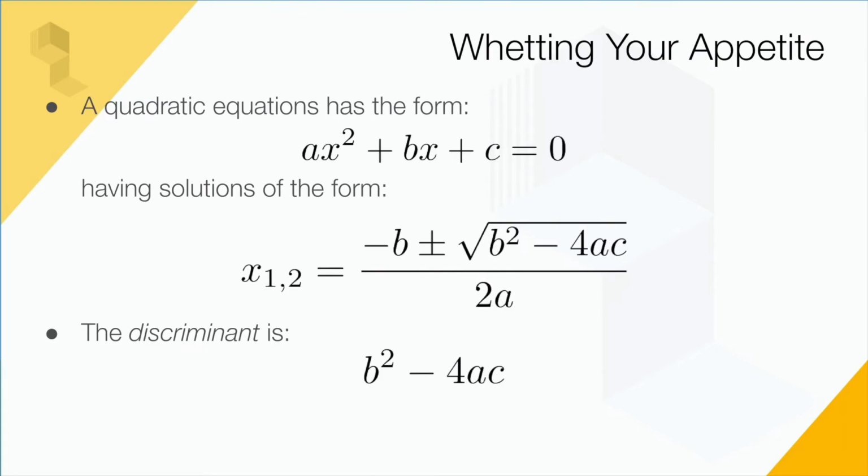We're going to whet your appetite by solving quadratic equations. A quadratic equation is one of the form shown on your screen, which has two solutions given by the equation that's shown there. The value of b squared minus 4ac is called the discriminant and is used to decide whether a solution is real or imaginary. We would like to calculate the value of the discriminant. Here's how we would do this.